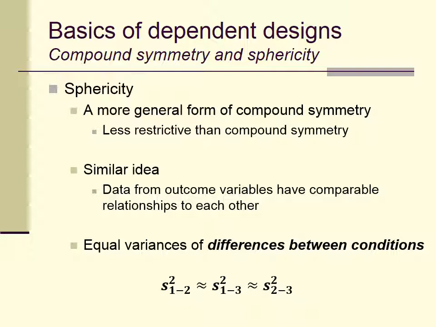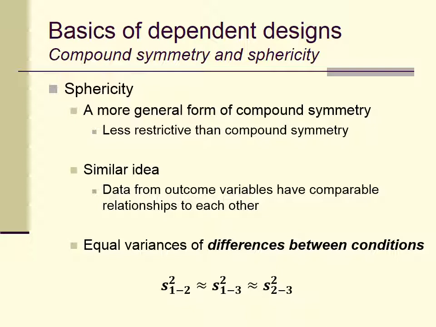Now, what's important about that is it gets at a similar idea: that the relationship between condition 1 and condition 2 should be consistent with the relationship between condition 2 and condition 3, and the relationship between condition 1 and condition 3. So compound symmetry was a more formal, more specific and fussy way of thinking about that, involving variances and covariances. Sphericity is a somewhat looser way of thinking about that, where we instead focus on differences between conditions and then ask, what's the variance of the difference?